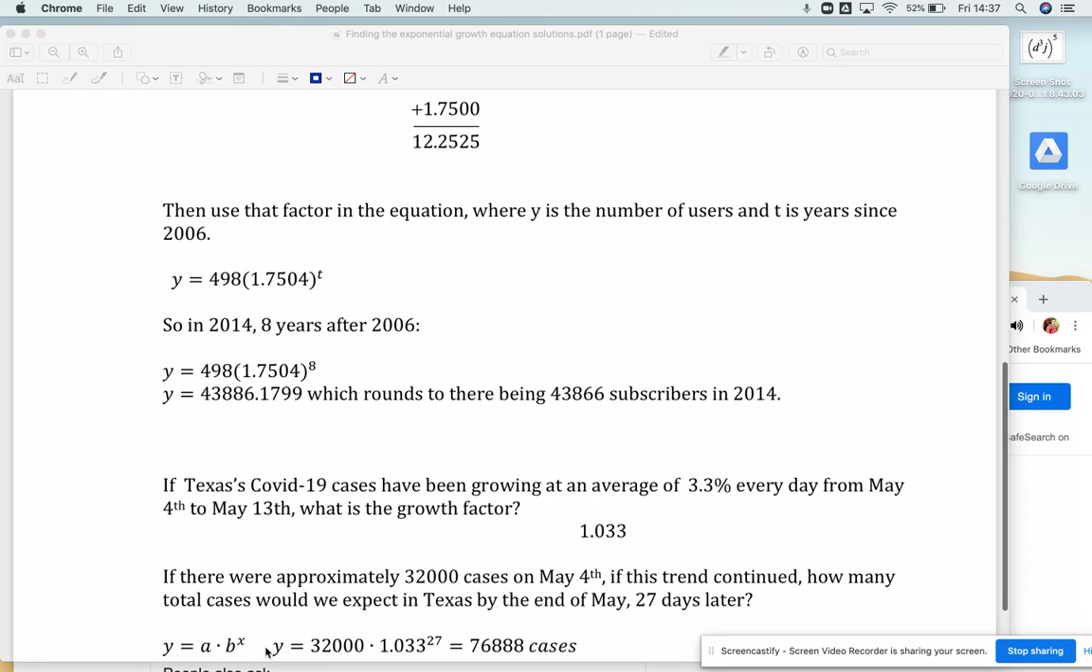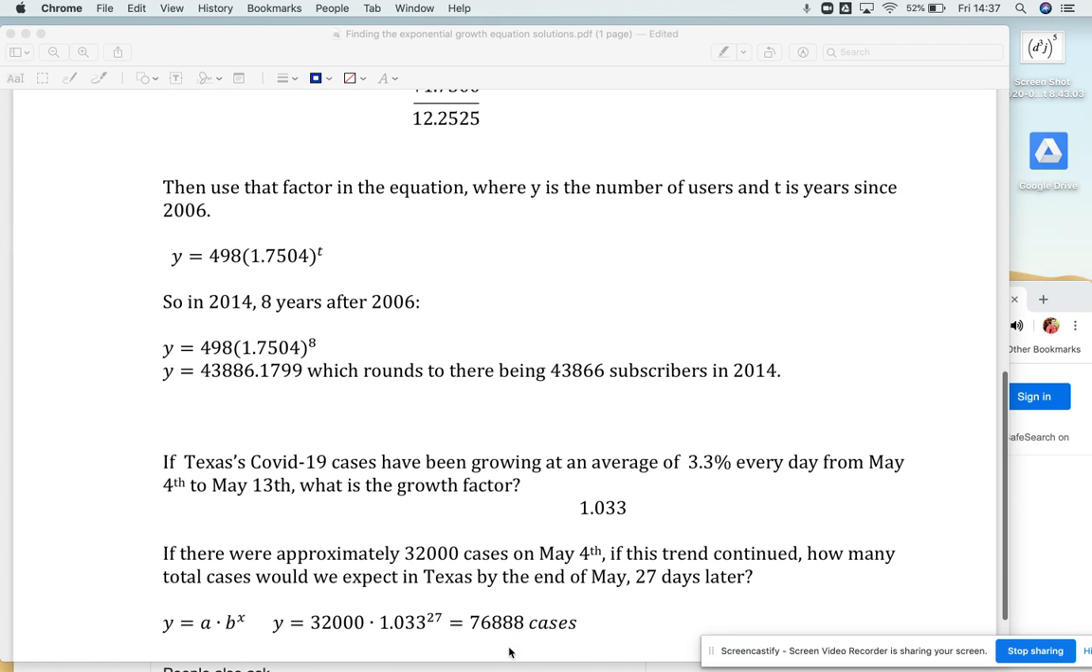So in this case here, we have y equals the 32,000 cases I had on May 4th, multiplying it by 1.033. And how many times do I do that? That was 27 days later, so I'm going to put a 27. In this case, the growth factor is per day, so I'm going to put the number of days as my exponent. And I end up with expecting by the end of May, Texas to have 76,888 cases.